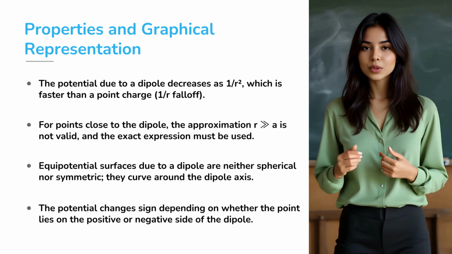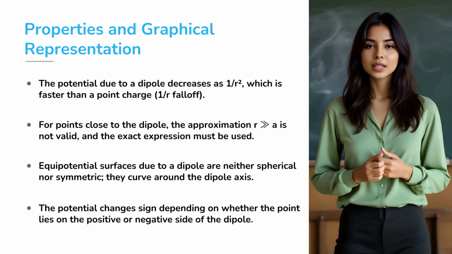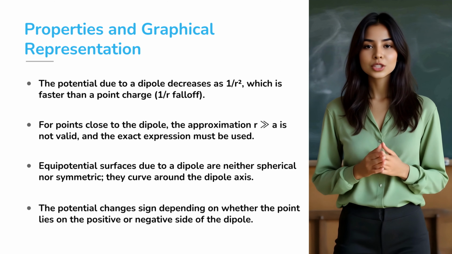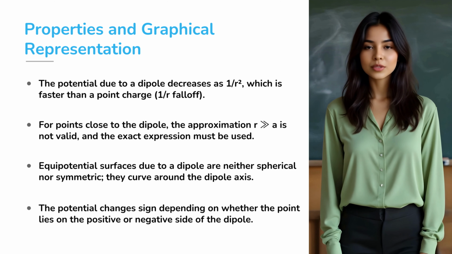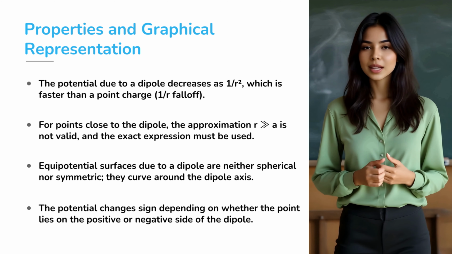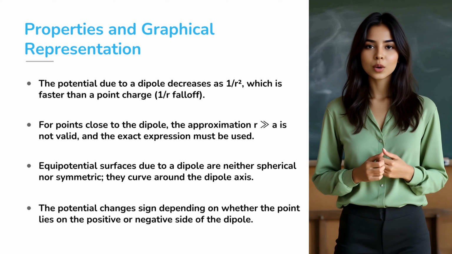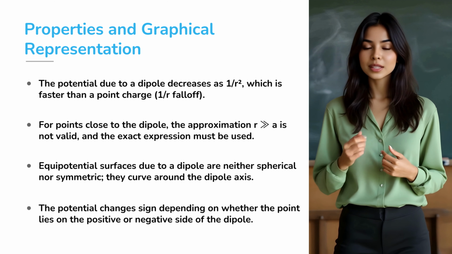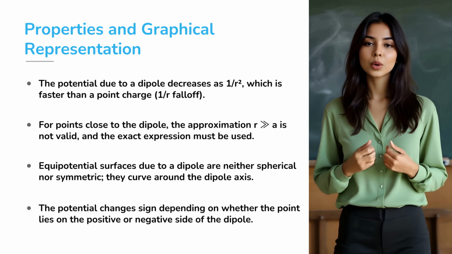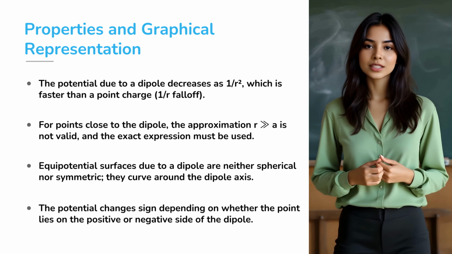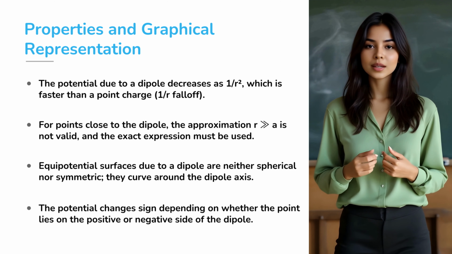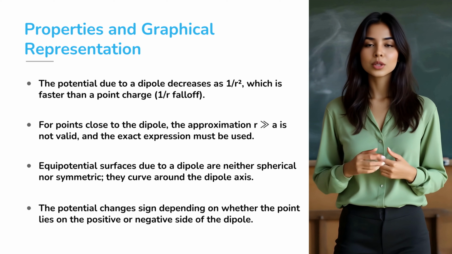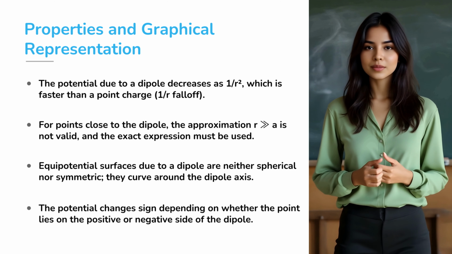Third, the equipotential surfaces, which are the imaginary surfaces where the potential is the same, are not perfect spheres. They bend and curve around the dipole in complex shapes. This is why dipoles are excellent models for molecules, antennas, and even atomic structures. They produce fascinating, non-uniform fields and potentials.